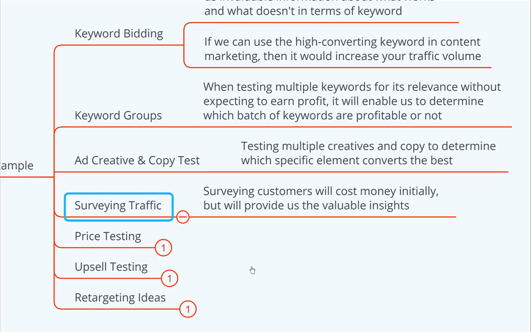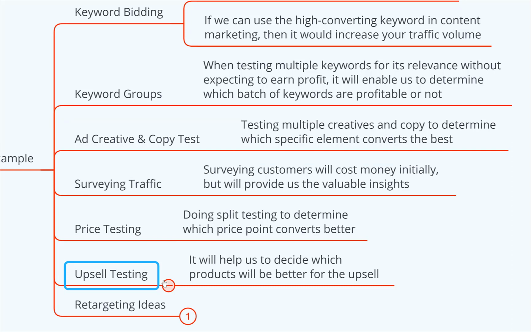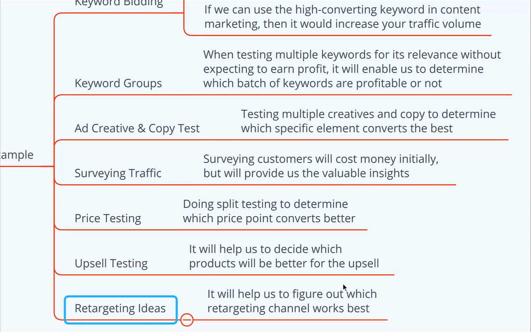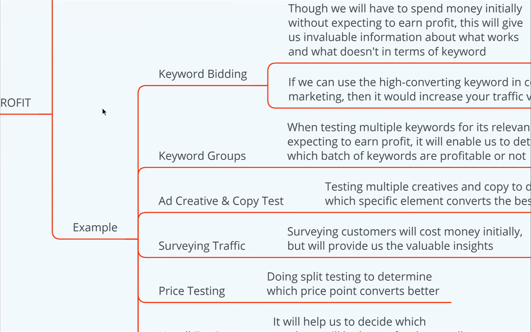Serving traffic. Serving customers will cost money initially, but will provide us with a valuable insight on what they want in terms of marketplace. Price testing. Doing split testing to determine which price points convert best. Upsell testing. It will help us to decide which product will be best for the upsell if you are the business owner who sells the product or services. Retargeting ideas. It will help us to figure out which retargeting channel works best. So these are a few of the things that you want to consider when it comes to spending some of your early profits to make sure that you are thinking long term.